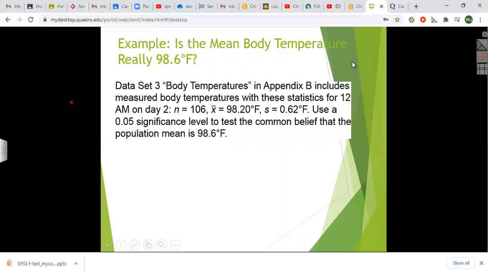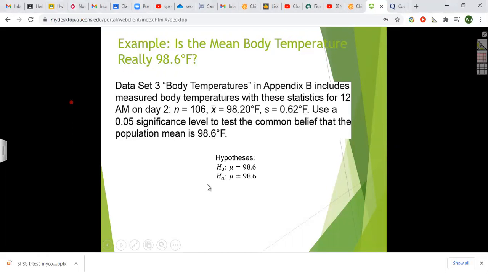Is the mean body temperature really 98.6 degrees Fahrenheit? We are using a data set, body temperatures, that includes the measured body temperature from 12 a.m. on day 2 with these statistics. N equals 106, so 106 temperatures were taken in the sample with the sample mean 98.2, sample standard deviation 0.62. And we're trying to test a claim, at 0.05 significance level, that the common belief that population mean temperature will be 98.6 degrees Fahrenheit.